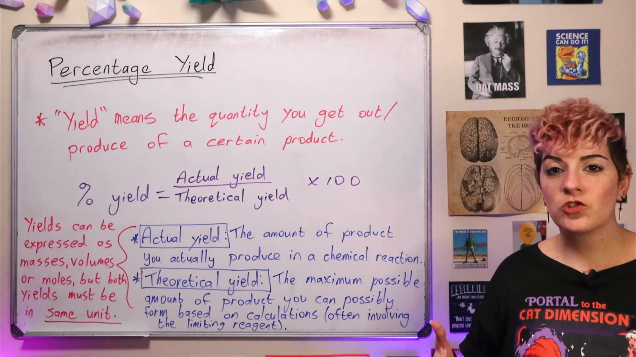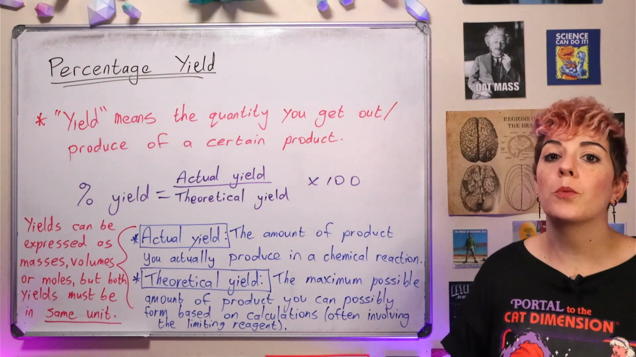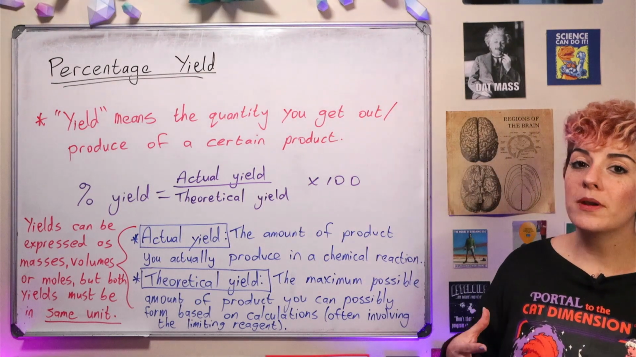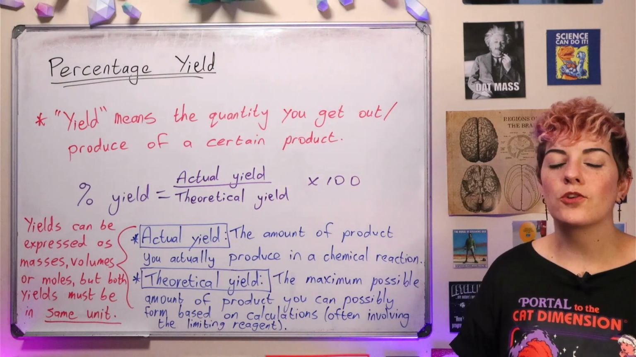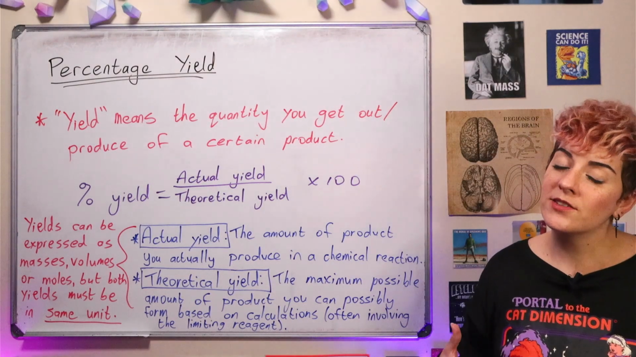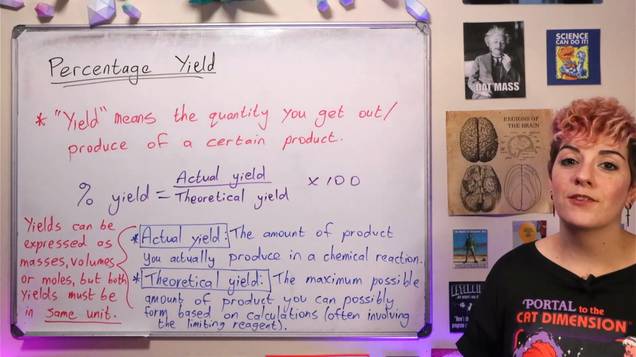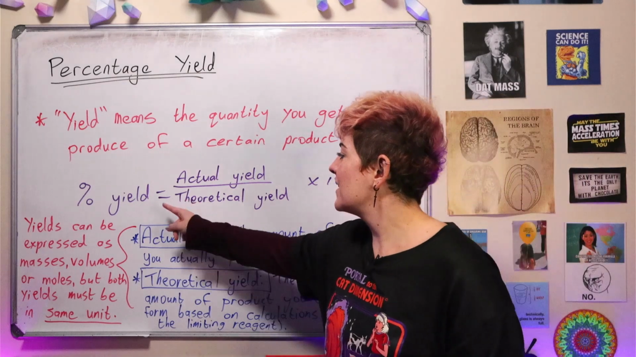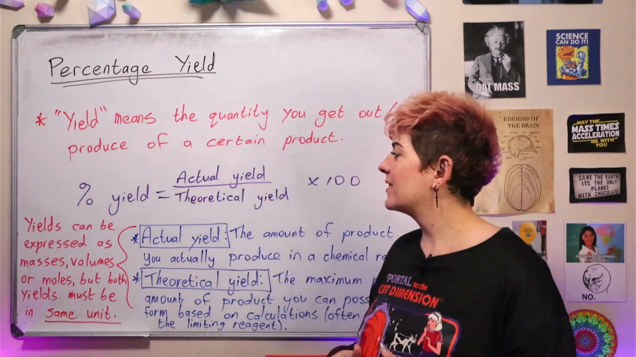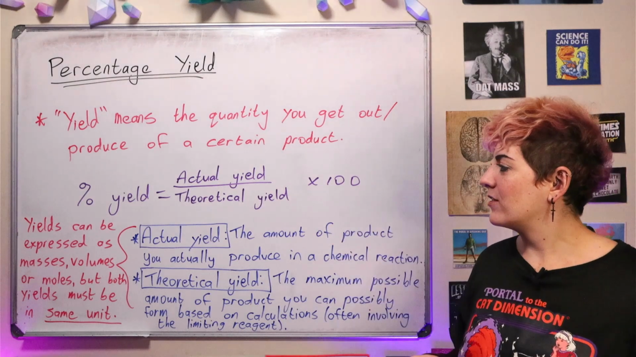Now, using your actual yield and your theoretical yield, you can calculate something called your percentage yield. The formula we're about to look at for percentage yield is usually not given on your formula sheets. This is one that you have to memorize off by heart for tests and exams. This is the formula: percentage yield equals actual yield over theoretical yield multiplied by 100.